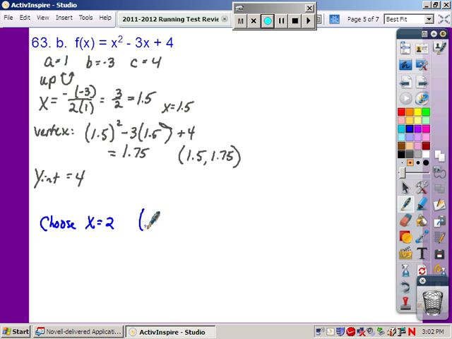So I go to the equation, I put a 2 in there. So 2 squared is 4. This is 4 minus 6 plus 4. And that looks like it's going to give me 2 as an answer. So I actually have a point that is 2 comma 2.